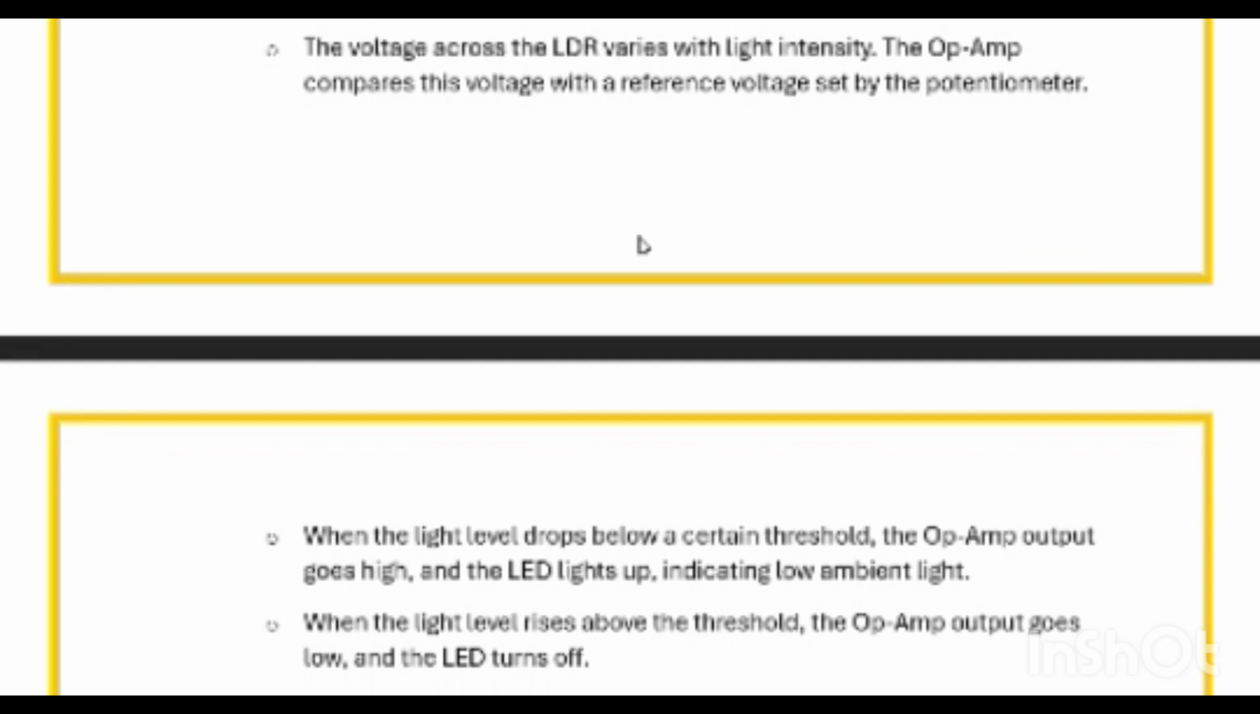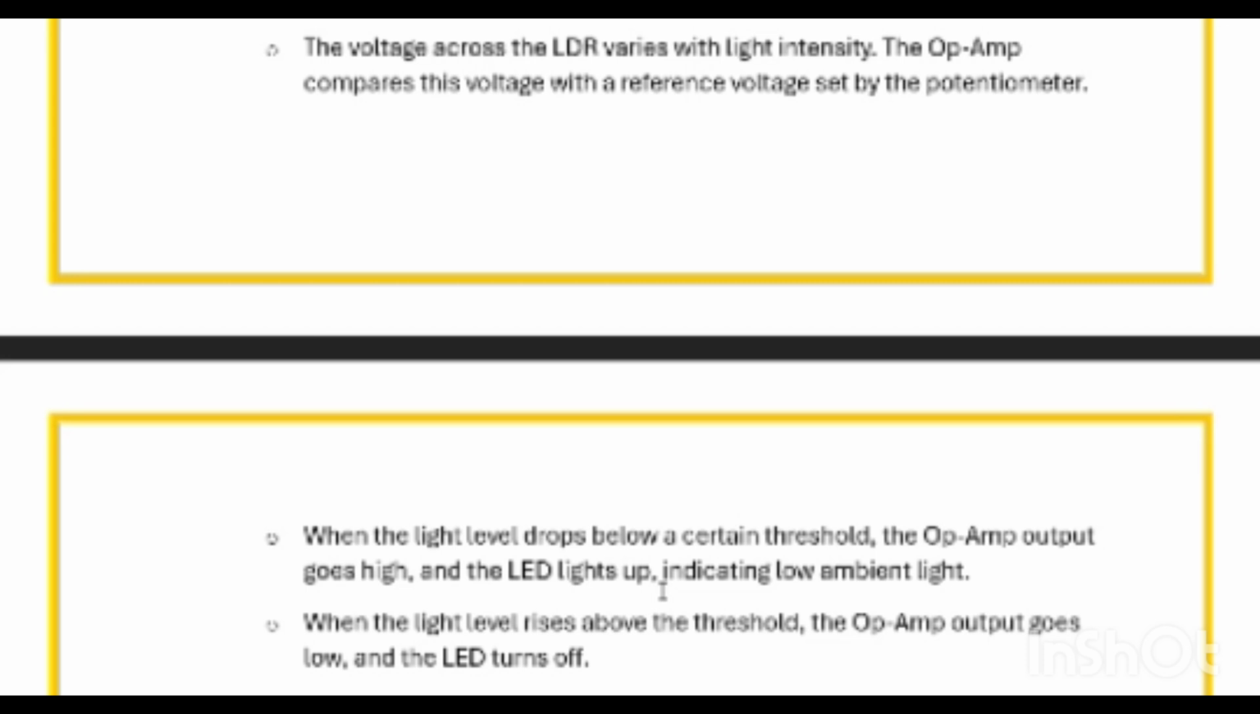In low light, the LDR resistance is high, leading to a higher voltage at the non-inverting terminal. Conversely, in bright light, the resistance drops, reducing the voltage. Explain how the op-amp compares this voltage with the reference voltage set by the potentiometer. Detail how the output of the op-amp switches based on these comparisons.